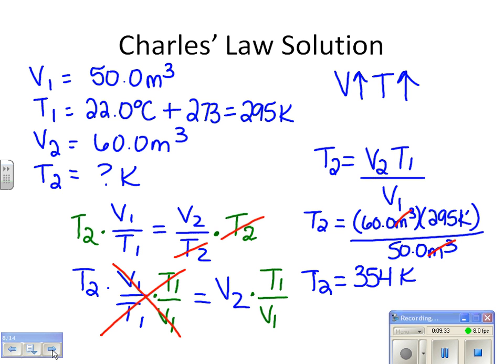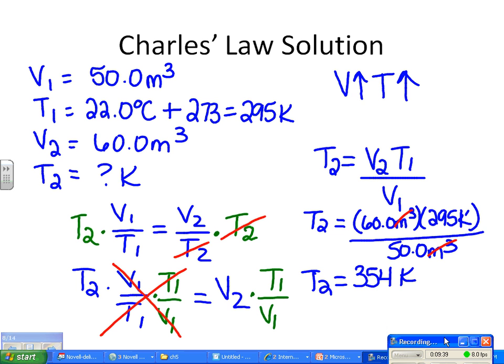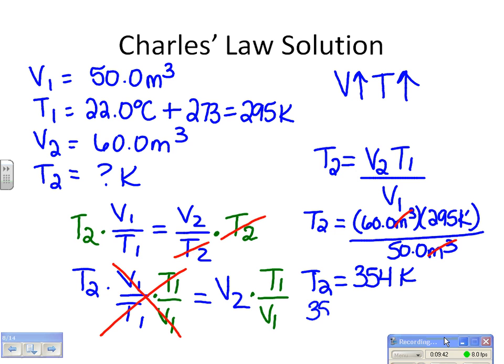354 Kelvin. However, the problem did ask us for Celsius, so to go to Celsius, we will subtract 273 from 354, and that will give us a Celsius temperature of 81 degrees Celsius. Did it work, Mrs. Laitman? So, what did we predict? We said as the volume increases, the temperature increases. Volume increased, temperature went from 22 degrees Celsius to 81 degrees Celsius. Sure did. Good job, Miss Gill.